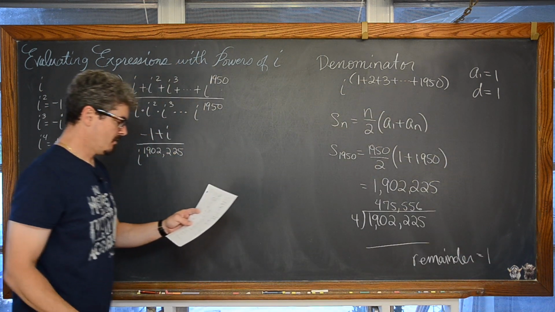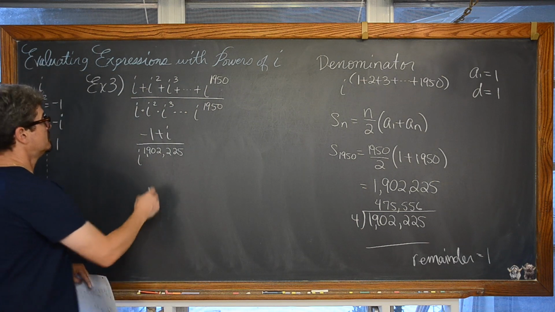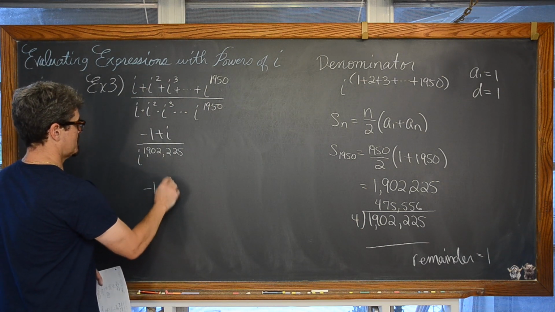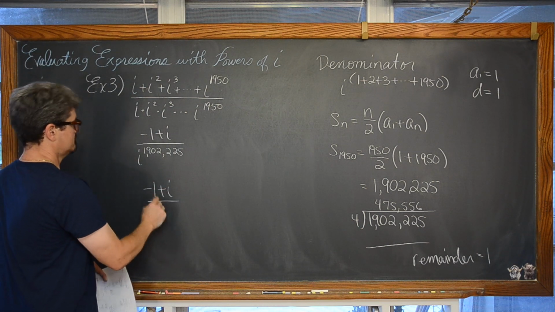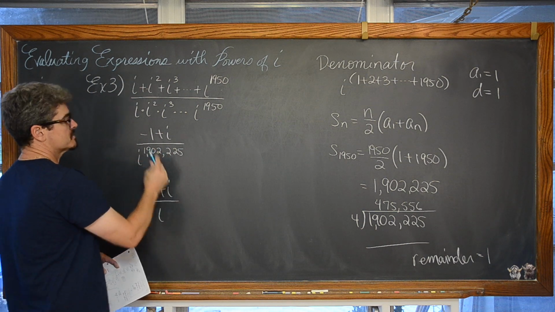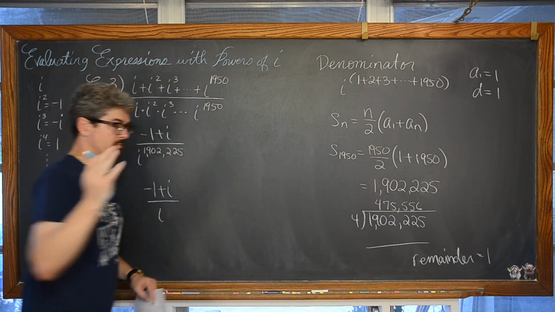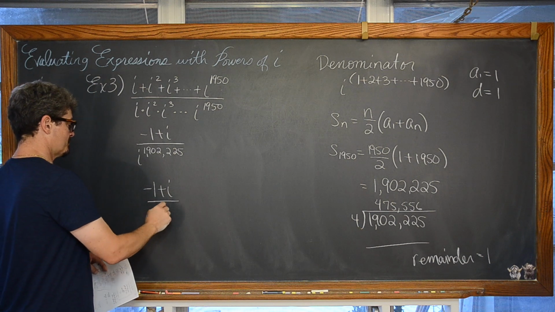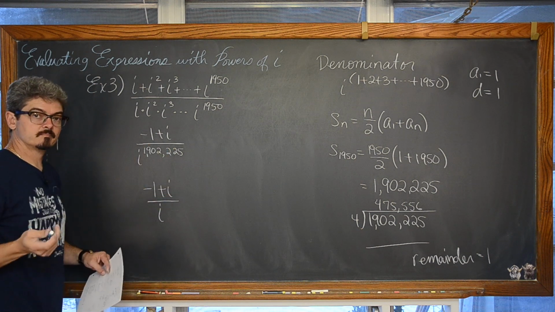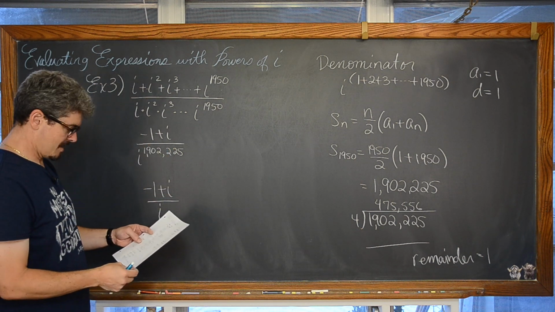Okay, so now we're looking at negative 1 plus i over i to the 4th raised to this huge number, which is going to be 1 anyway. Basically, it's just over i to the 1st. Now we're going to double check that I've copied this correctly.